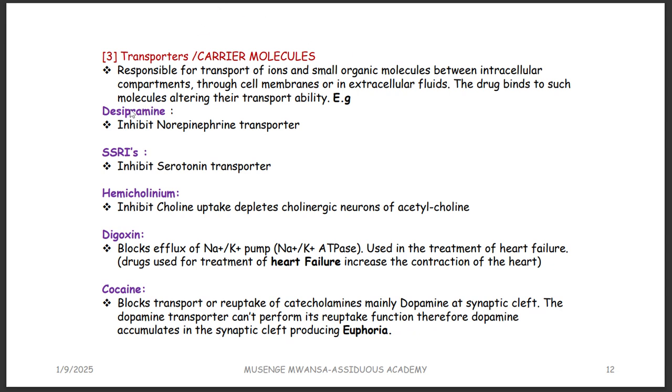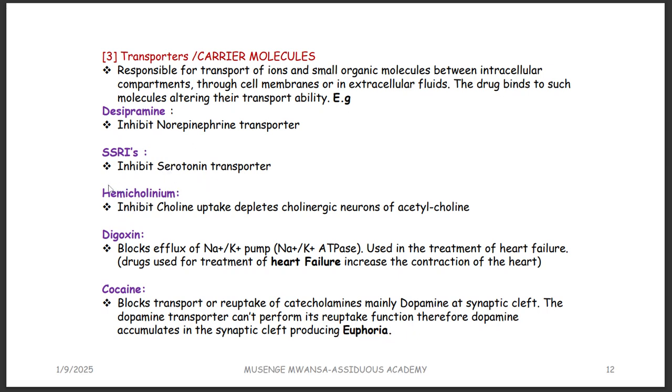For example, you have got this drug, desipramine. Desipramine is a norepinephrine uptake inhibitor. So these drugs are going to be important in the treatment of conditions like someone that is depressed, right? Someone that can't sleep, insomnia. And then you have got the selective serotonin reuptake inhibitors, SSRIs. These drugs inhibit the reuptake of serotonin. They also work together with the norepinephrine reuptake inhibitors in treatment of depression and insomnia.